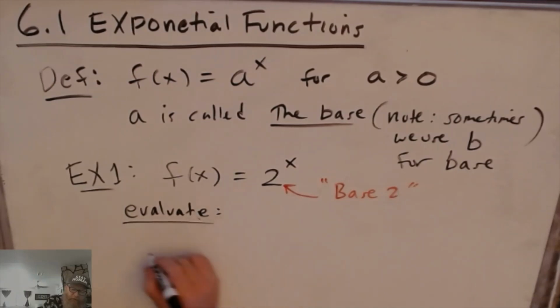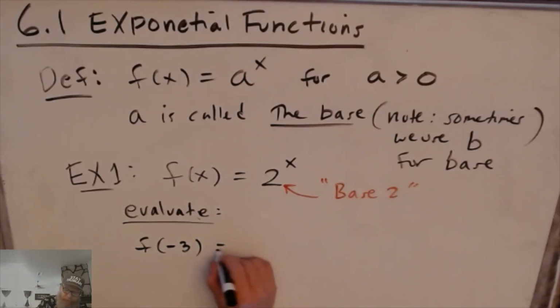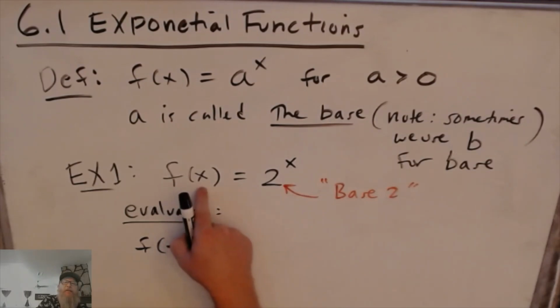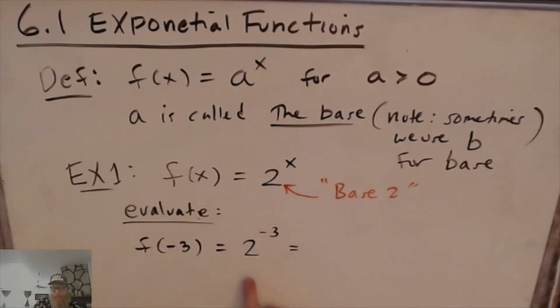Let's evaluate the following. f of negative 3. And we won't stop there. I'm just using that to get started. So what would the function be if you evaluated at negative 3? Well, that would be 2 to the negative 3 power. Notice that x would be equal to negative 3.